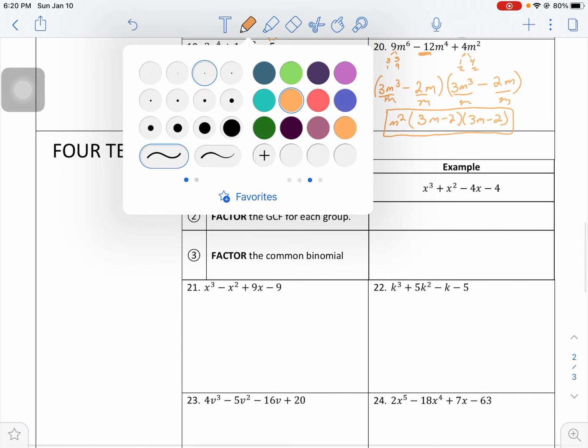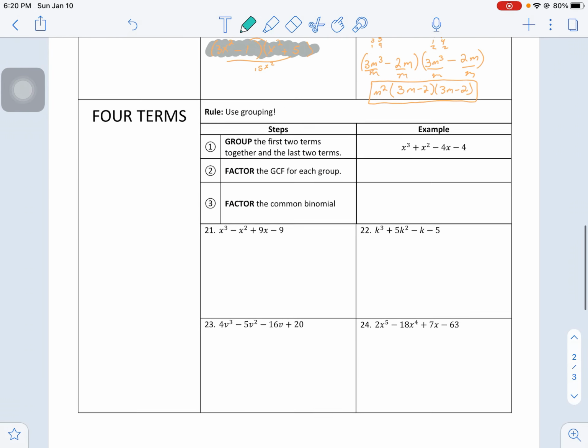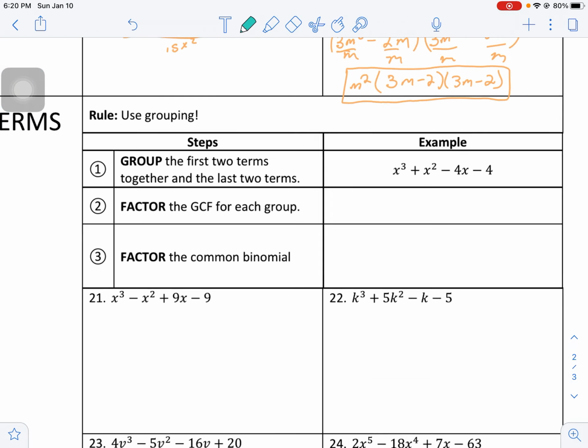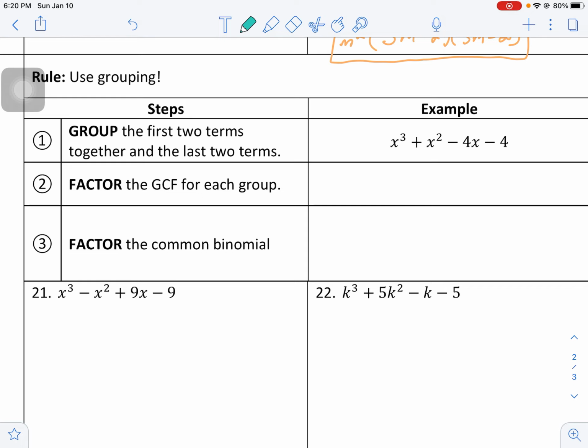Okay, last type of factoring. I know we've done a whole lot of factoring so far today, but there's one more to go, and it's called factor by grouping. And here are the steps right here. It says group the first two terms together and then group the last two terms.